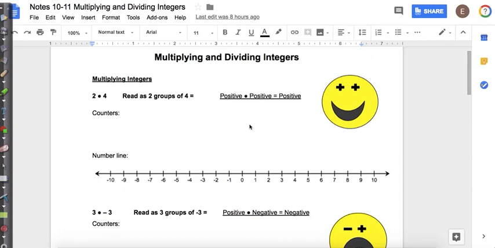Welcome to my video on multiplying and dividing integers. Our first example says 2 times 4. We can read this as two groups of 4. So let's draw the counters for this.